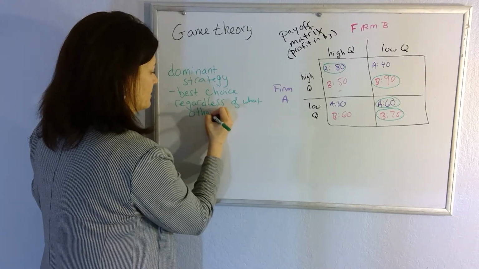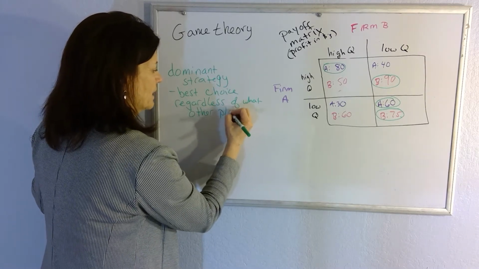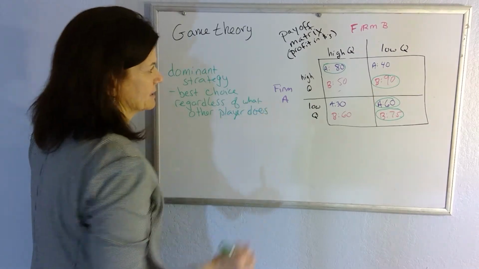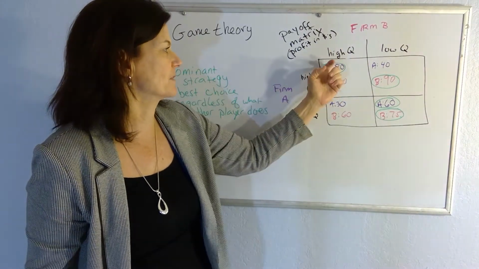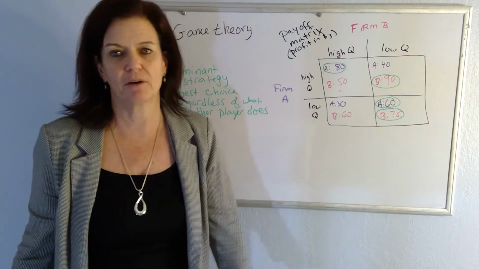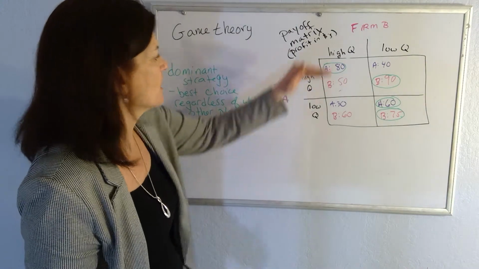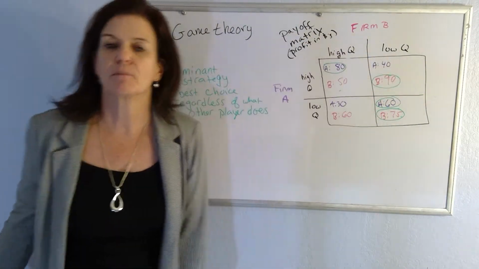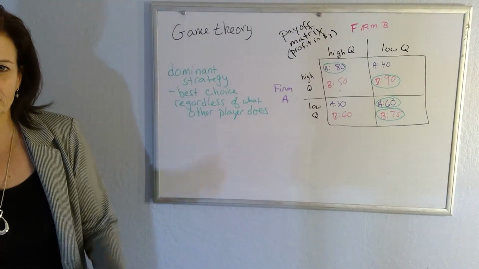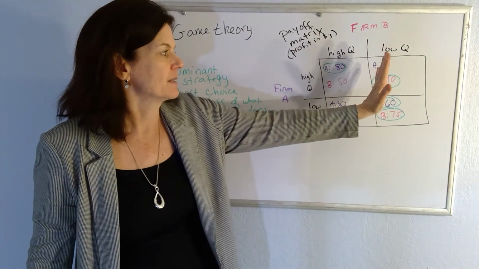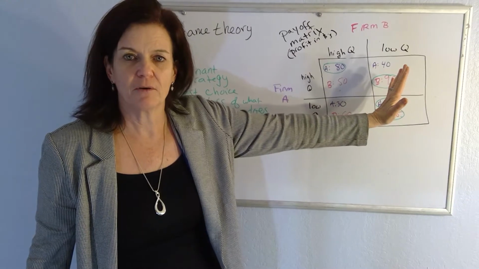A doesn't have a dominant strategy here, right? What A wants to do depends on what B does. If B goes high, A wants to go high. If B goes low, A wants to go low. A does not have one strategy that's the best regardless. But B does. No matter what A does, B wants to go low. B has a dominant strategy. So B's best choice is always to go low.